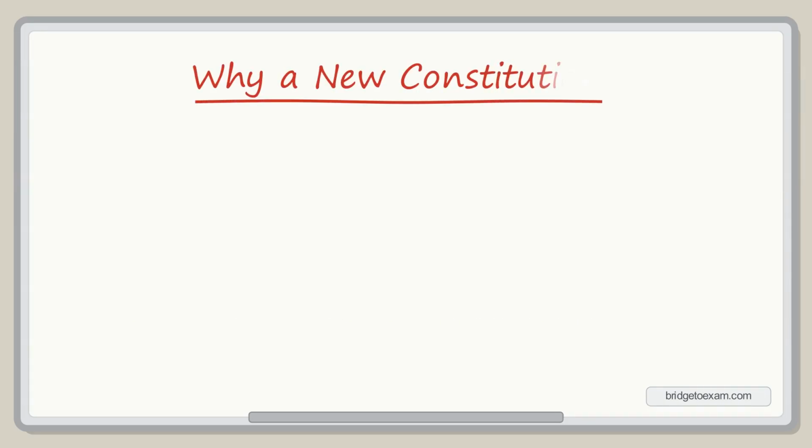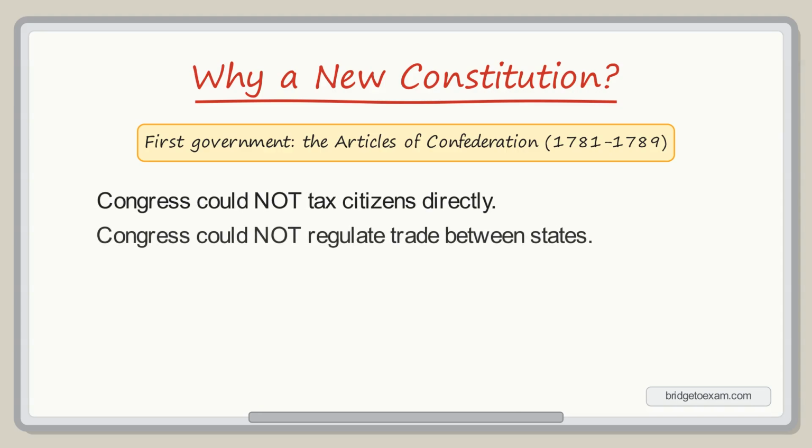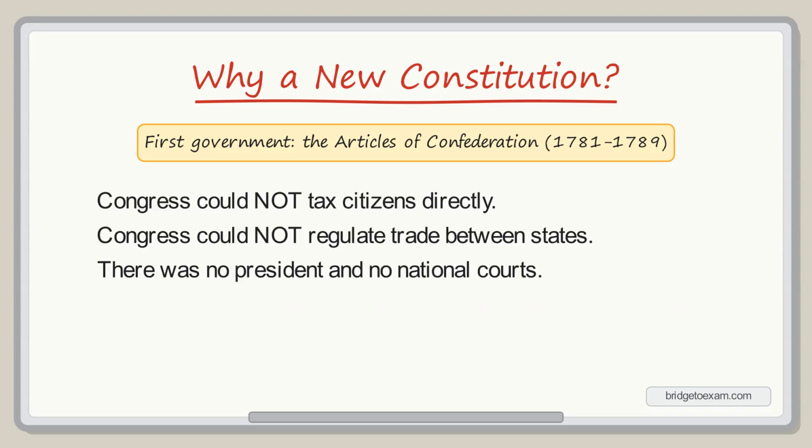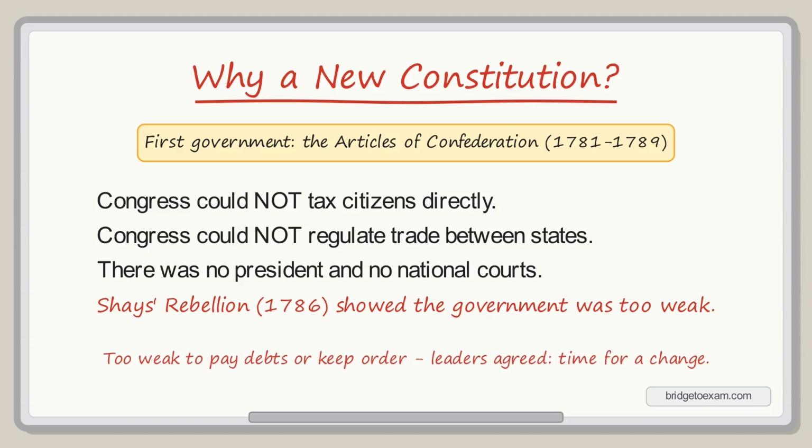After independence, the country ran on its first constitution, the Articles of Confederation, and it had a fatal flaw. The national government was far too weak. Congress could not tax people directly, and it could not regulate trade between the states. There was no president to lead, and no national courts to settle disputes. Then, in 1786, Shays' Rebellion, a farmers' uprising over debt, nearly toppled the Massachusetts government. That was the wake-up call.